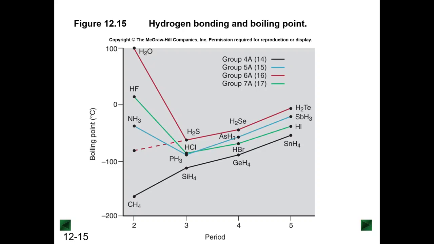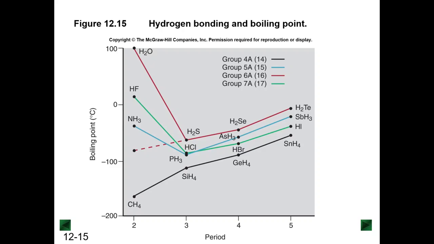Then right below oxygen is sulfur, so then we have hydrogen sulfide right below there. And then period 4, right below sulfur, is selenium, so we have hydrogen selenide. And then right below selenium in the periodic table is tellurium, so then we have H2Te, that's hydrogen telluride. And what we notice is a kink in this. So the boiling point tends to increase as you go from period 2 to period 3 to period 4 to period 5. Why is that?